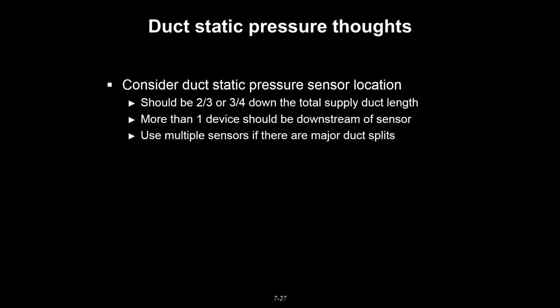If you have major duct splits, so if you don't have one single main supply duct, you may need multiple sensors, and you would use the lowest signal to control to make sure that you're keeping the zones happy.